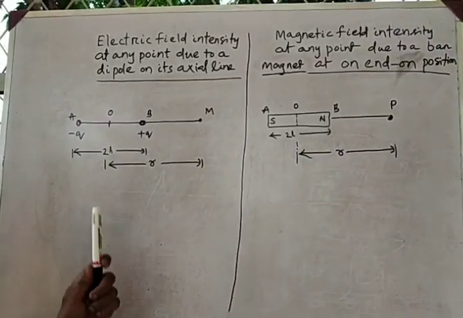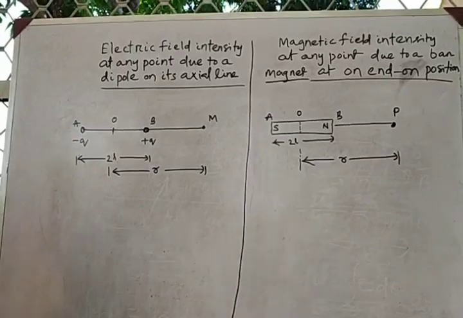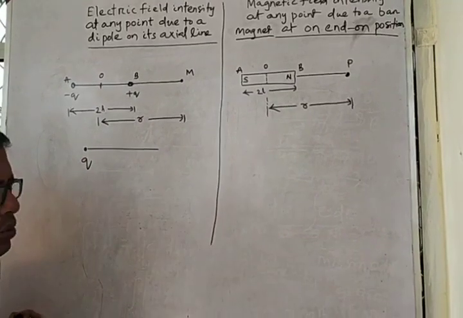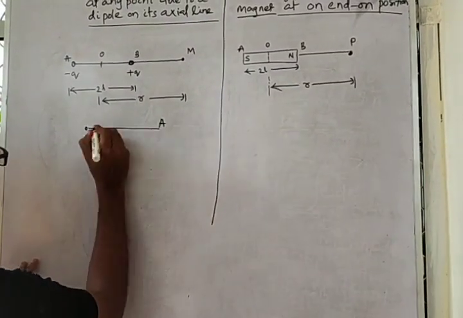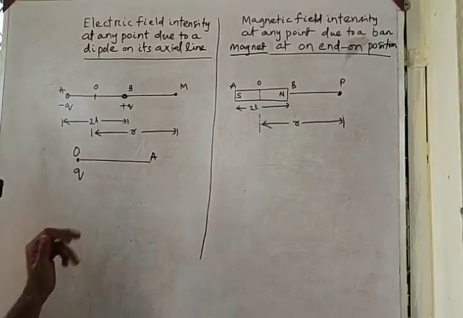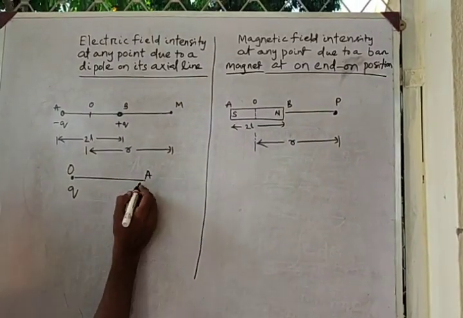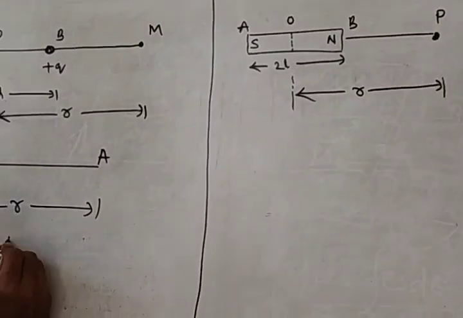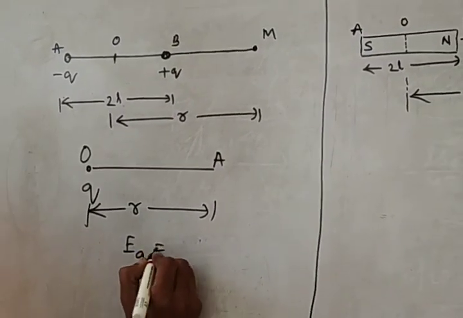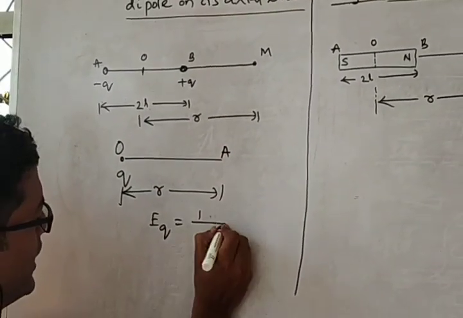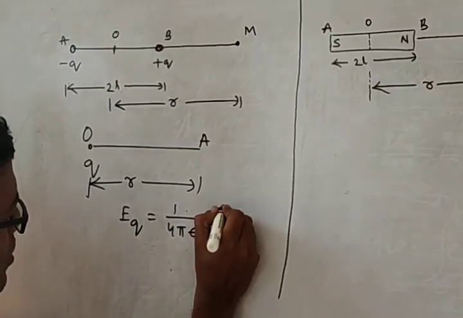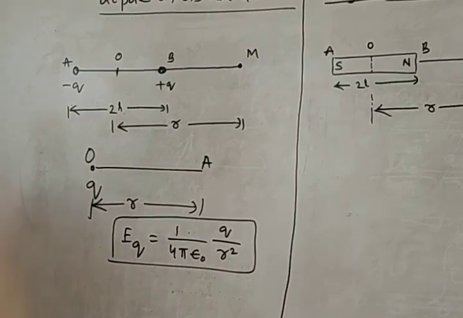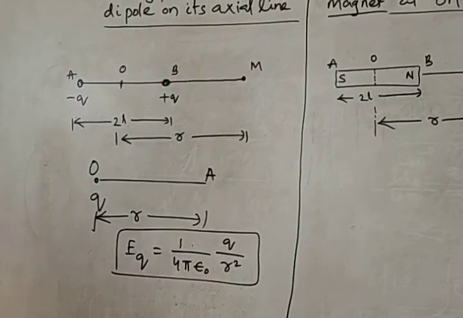Before going to discuss, first I have to understand the expression for electric field intensity due to a charge Q at any point A. Suppose at O I am taking a positive charge Q. Let us consider a point A which is at a distance R apart from Q. Now the electric field due to charge Q at point A will be given as 1 by 4 pi epsilon 0 Q by R square. This is the expression for electric field intensity due to a point charge at any point.